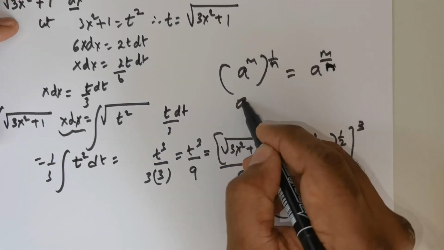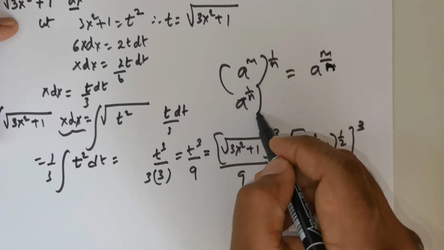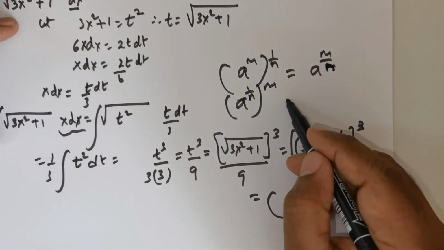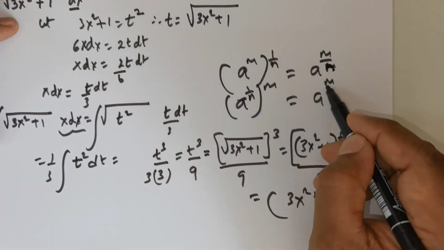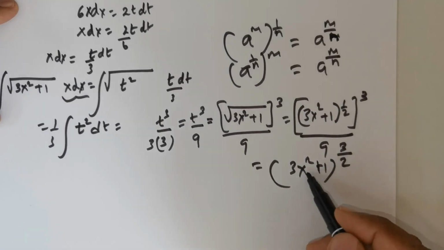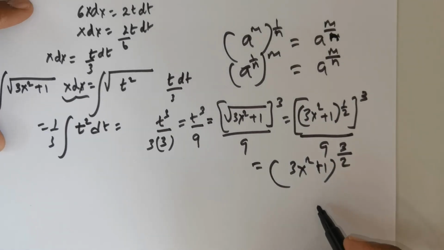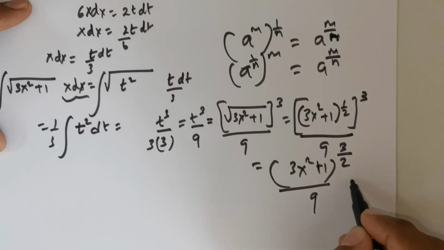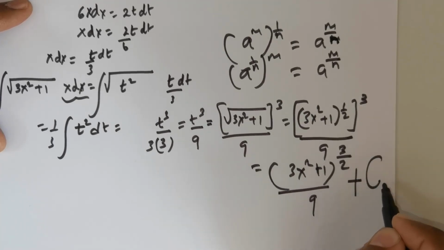So this is also applicable if you have a raised to the power of 1 over n, which is raised to the power of m. You can rewrite this as a raised to the power of m over n. So that is how I have got this 3x squared plus 1 raised to the power of 3 over 2, divided by 9. You have to place this arbitrary constant c.